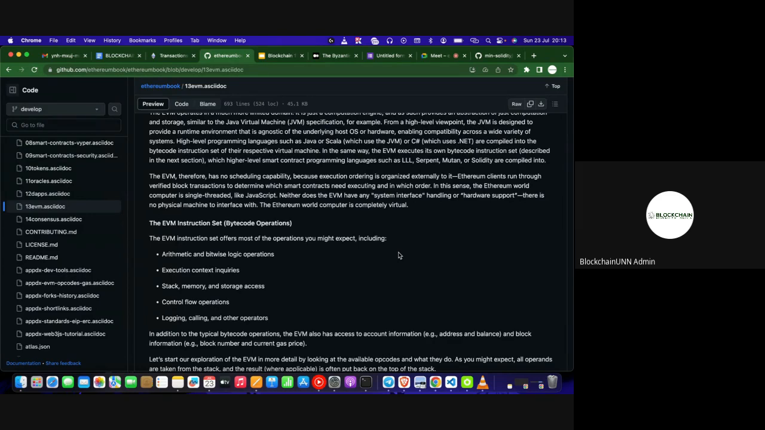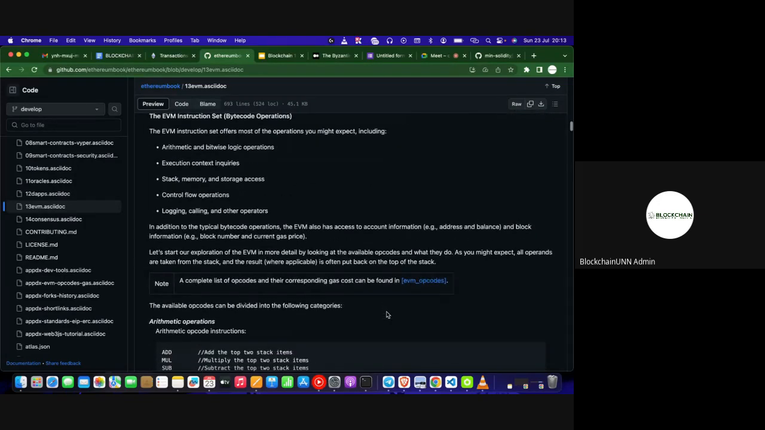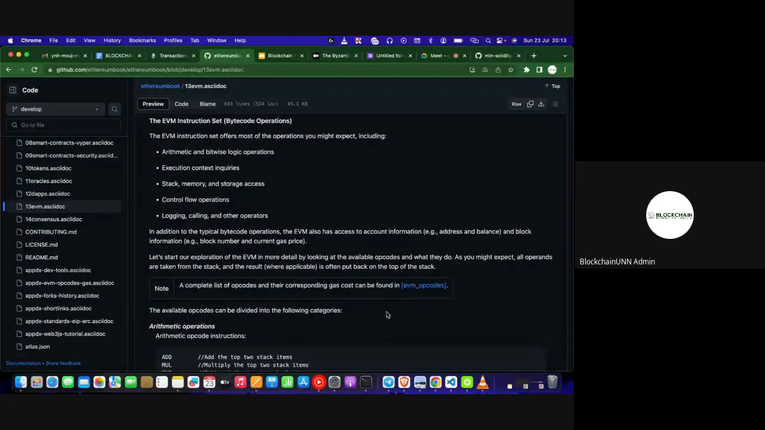Now we have what we call opcodes, which are the EVM instruction sets. That basically is how the EVM understands the instructions you give it, right? Among these opcodes, the EVM has the ability to carry out arithmetic and bitwise operations. So the EVM can carry out addition, subtraction, multiplication, division, modulo, and even different bitwise logical operations. The EVM also has stack, memory, and storage access, which we are not going to be looking at.